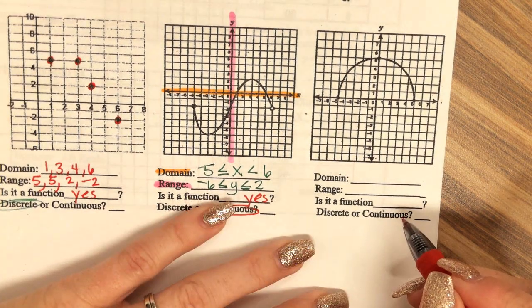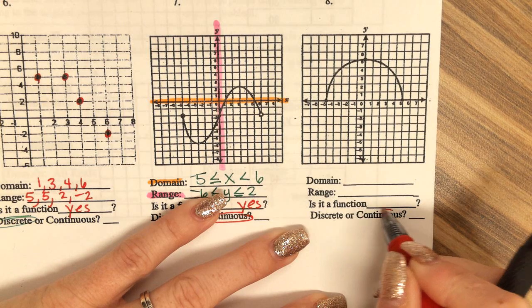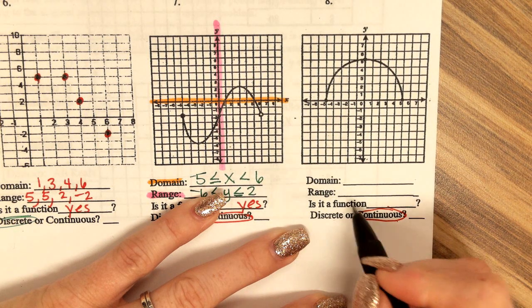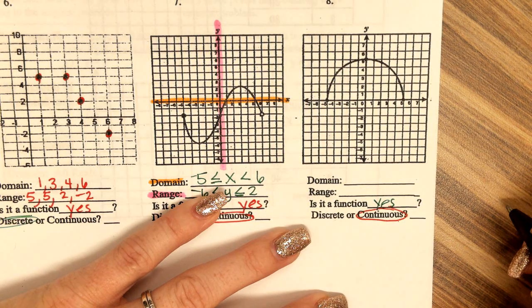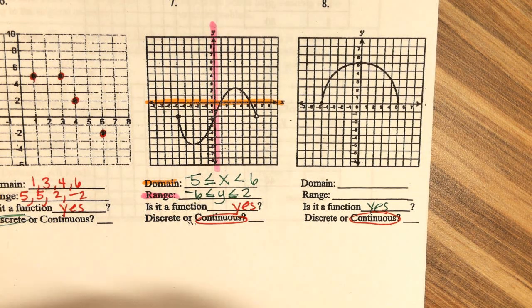Okay, discrete or continuous? Continuous. They're connected dots. All right. Is it a function? Why? Vertical line test would only touch once. All right. Domain.